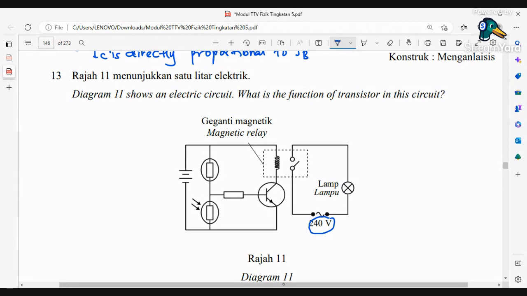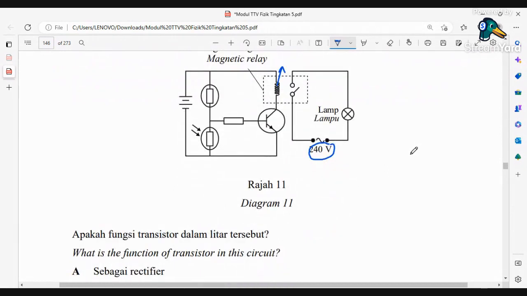Once current flows through the inductor, this coil of wire, it will be magnetized. When magnetized, it will pull the switch and close it. Means once the current flows in this circuit, it will turn on the switch. That means the current will flow in the second circuit. Okay, the second circuit requires higher current. So the relay switch and transistor here function as an automatic switch.